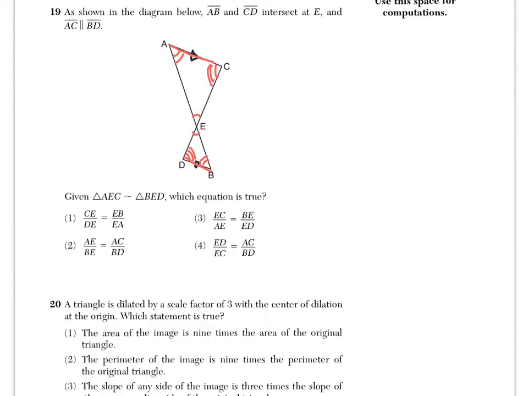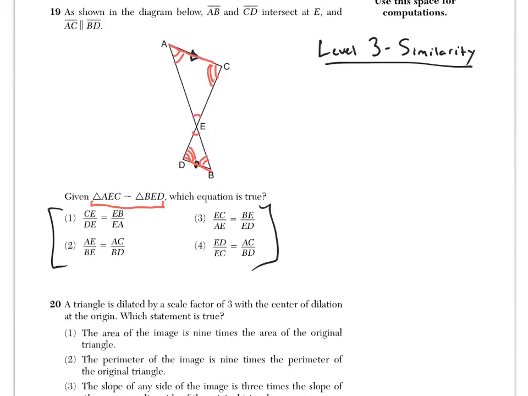So this is angle, angle, angle similarity. But look at this, they even tell you it's similar. How nice of them. Given that AEC is similar to BED, which equation is true? When you have a question like that, it's just asking you to match things up. Now I'm going to show you a trick to doing this that's going to change your life for the Regents. So this is level 3, similarity. All right.